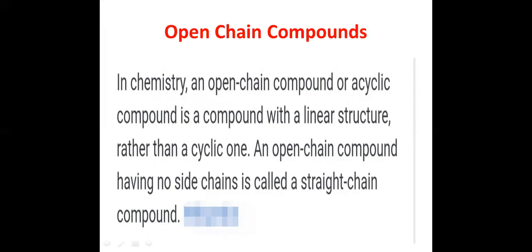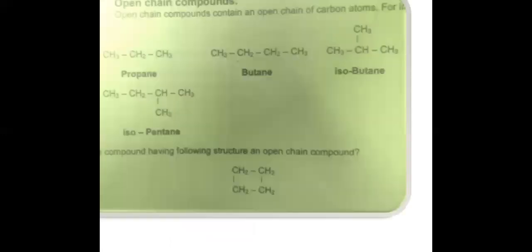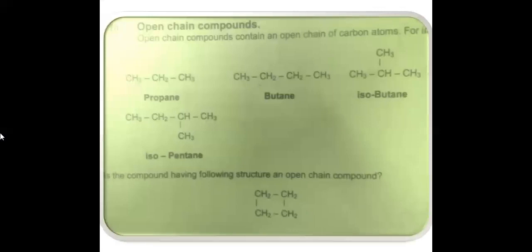Straight chain, if all the carbon atoms are arranged in a straight line. So you can see here these examples. Propane is straight chain, butane is straight chain, but isobutane is not a straight chain organic compound. One of the methyl groups is present as a branch on this straight chain. So isobutane is an example of a branch chain organic compound, and this is also a branch chain organic compound, and the first two are straight chain compounds. So open chain compounds are of two types, straight chain compounds and branch chain compounds.